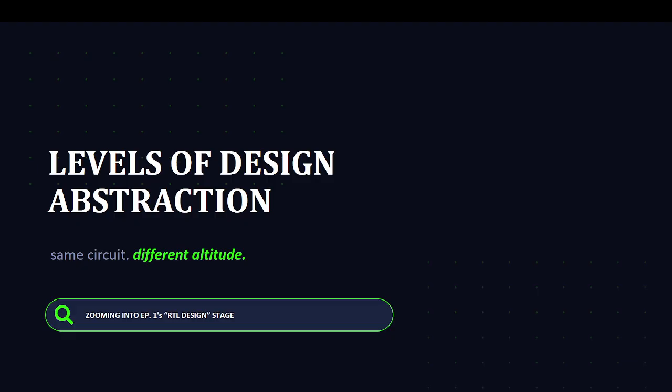Nobody tells you at the start of this course: Verilog code is not one thing. It's not like Python where there is basically one way to write a for loop and you are done. Verilog can describe the exact same circuit in four completely different ways. And depending on which way you pick, your code is gone.